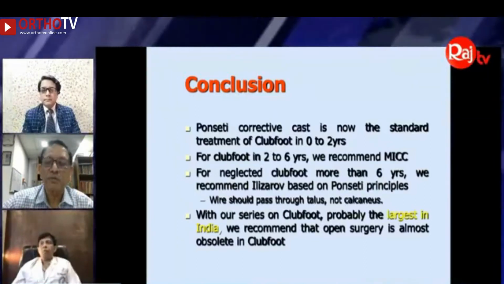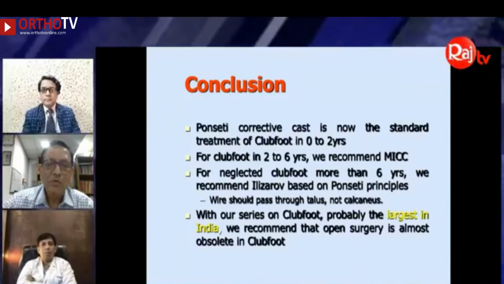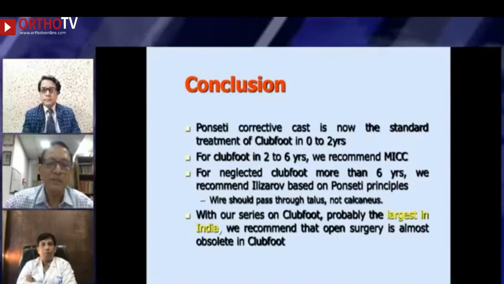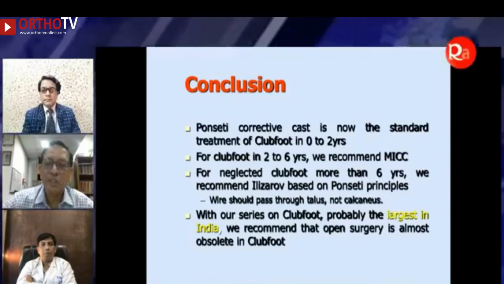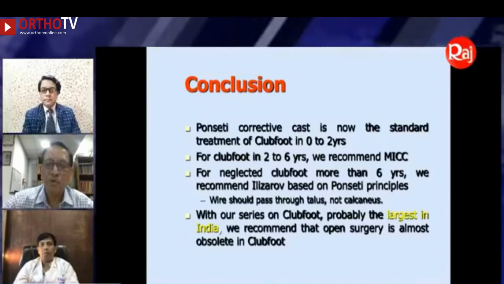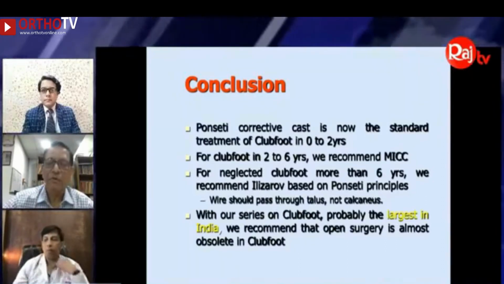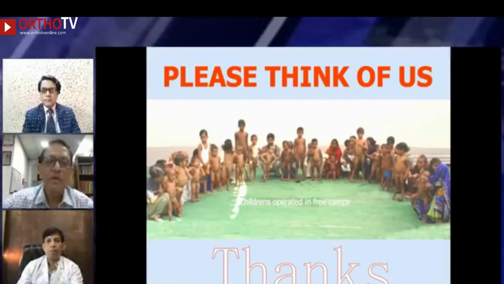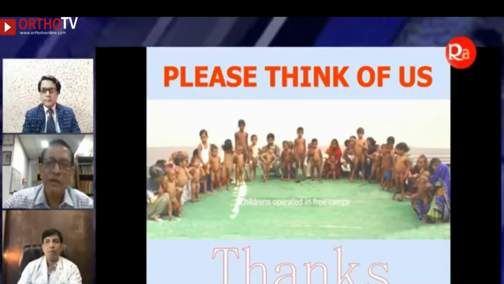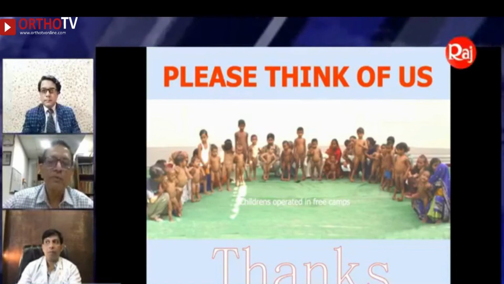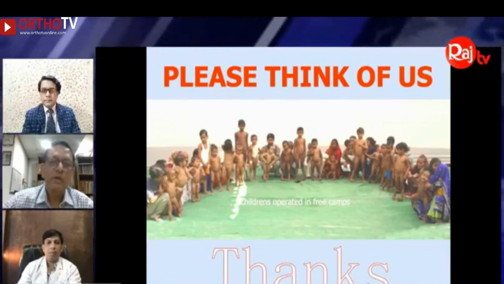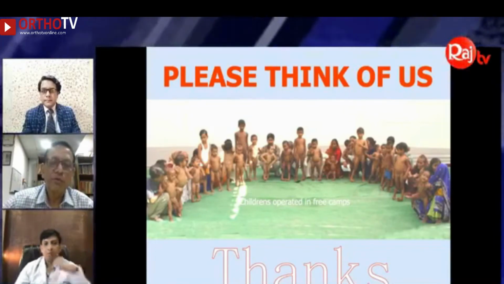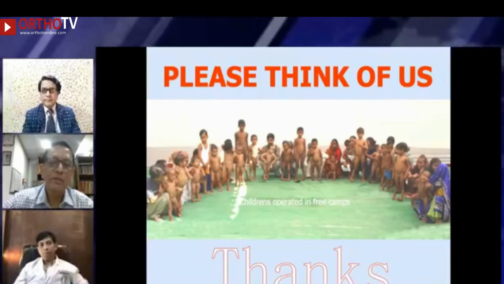Wires should pass through the talus, not the calcaneus. With our series of clubfoot, probably the largest in India, we recommend that open surgery is almost obsolete in clubfoot. In every child we get a lot of cases, and we have treated about 4,000 to 5,000 children with clubfoot in various parts of India.